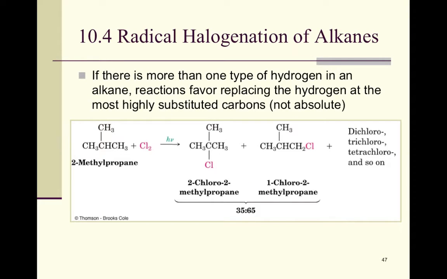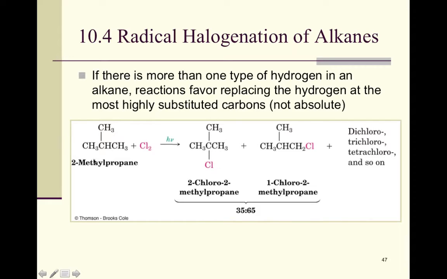When we have a radical halogenation of alkanes, we can also get more than one product. If there is more than one type of hydrogen in an alkane, the reactions favor replacing the hydrogen at the more highly substituted carbon, but this isn't absolute.